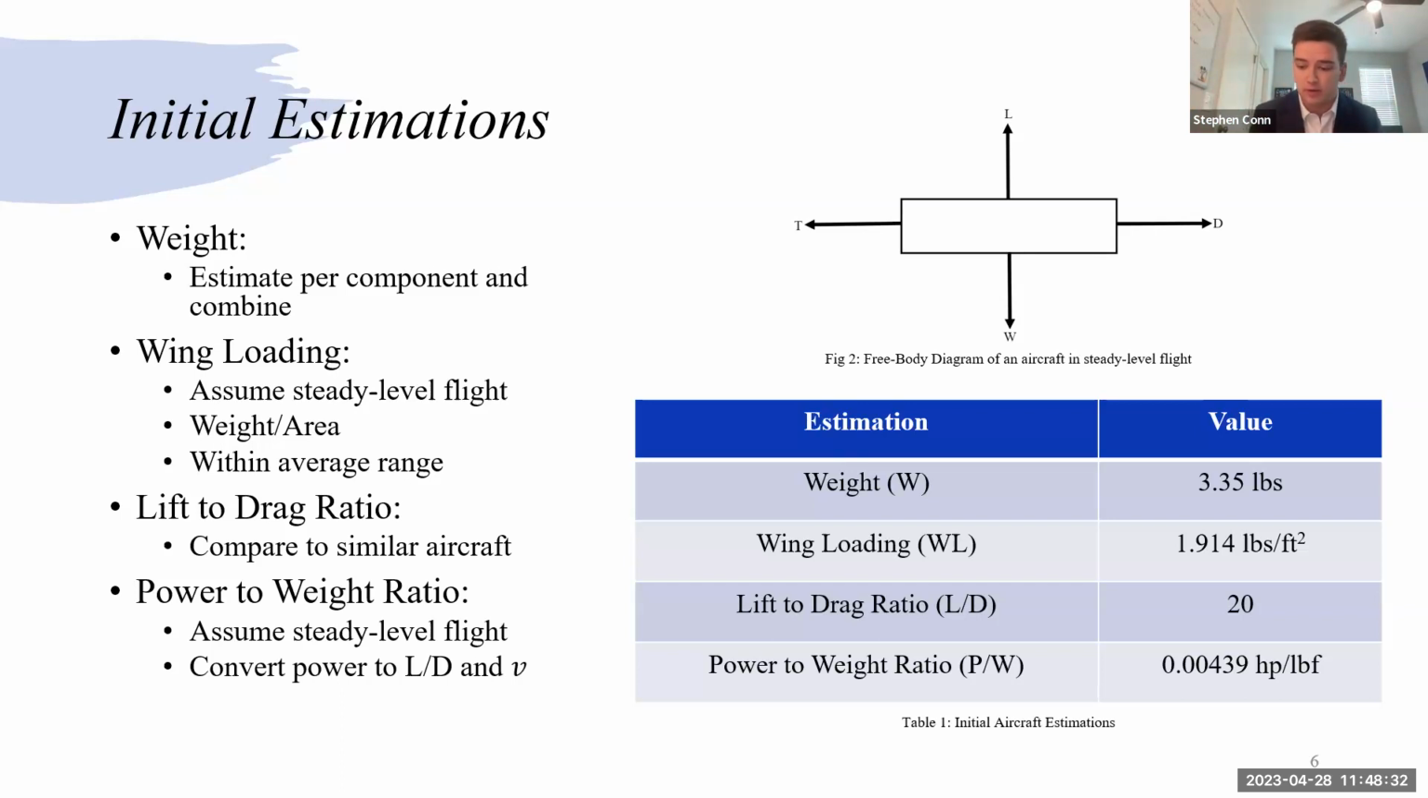Similarly, we did the wing loading based on that weight and the area of the wing. And we optimized it to fall within a range that would optimize stall speed and the maneuverability of the aircraft. And then finally, we picked the lift and drag ratio to be about 20. And that was based on estimations we'd seen online from similar sized aircraft. And then we used that to derive the power to weight ratio for our plane in particular.